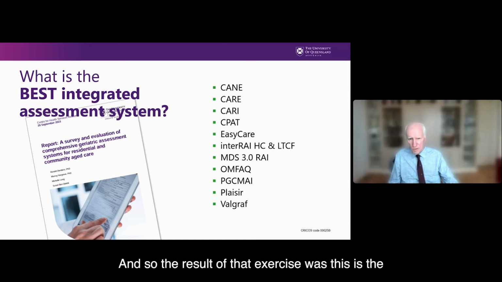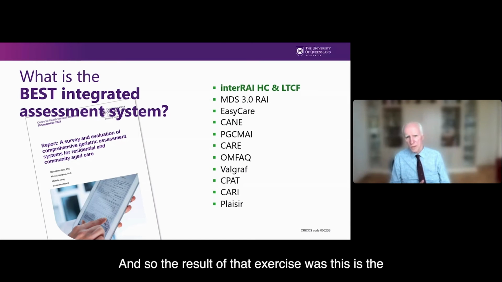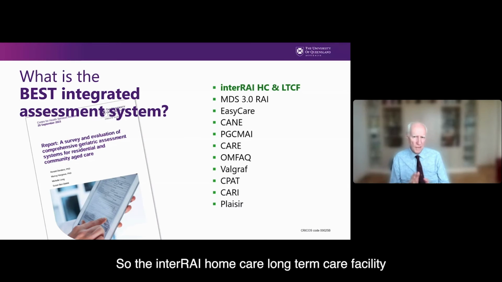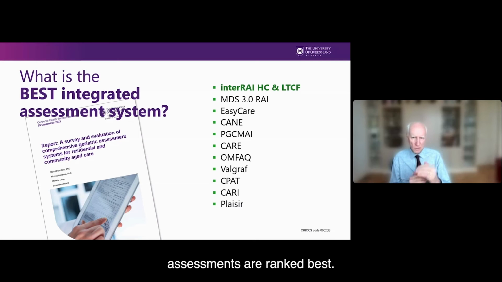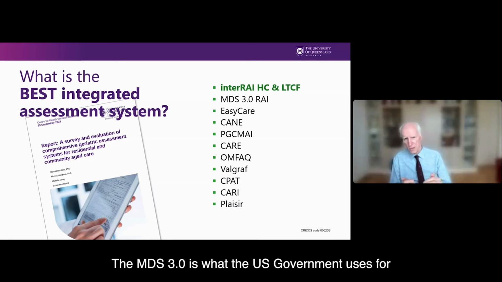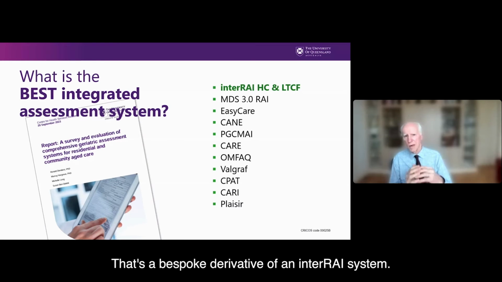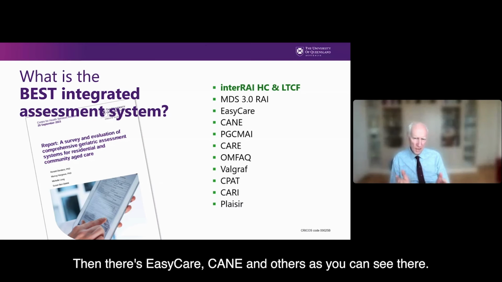And so the result of that exercise was this is the ranking of these systems in terms of how they were rated against these criteria. So the INDRI home care and long-term care facility assessments ranked best. The MDS 3.0 is what the US government uses for long-term care. That's a bespoke derivative of an INDRI system. Then there's Easy Care, Cane and others, as you can see there.